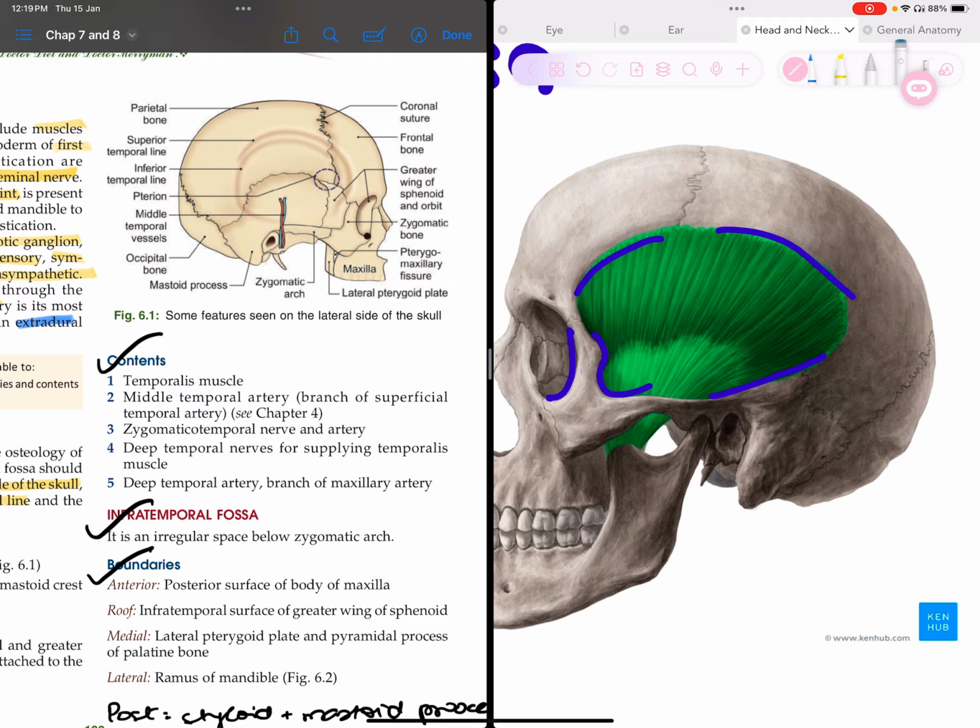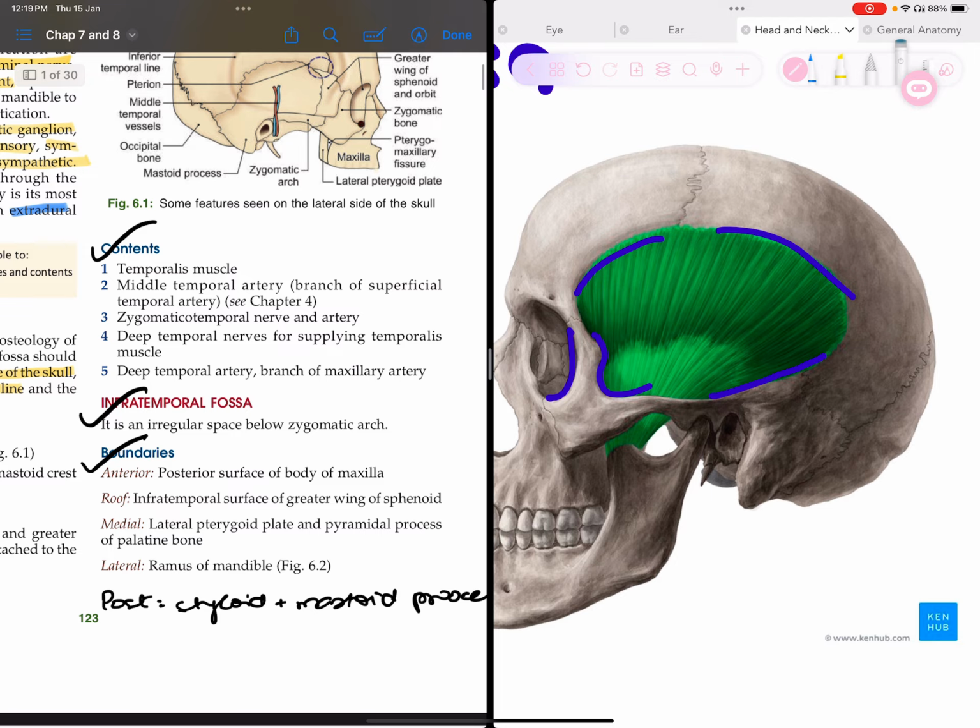So everything related to the temporal thing, right? Temporalis muscle, middle temporal artery, and zygomaticotemporal nerve and artery. Deep temporal nerve, deep temporal artery. I hope it makes sense. Everything is temporal. If you read it once, you'll understand the contents.